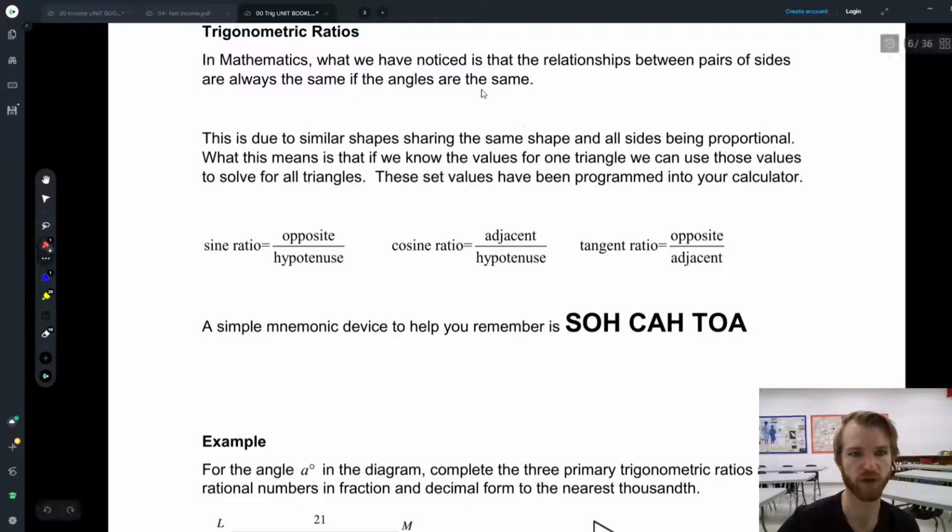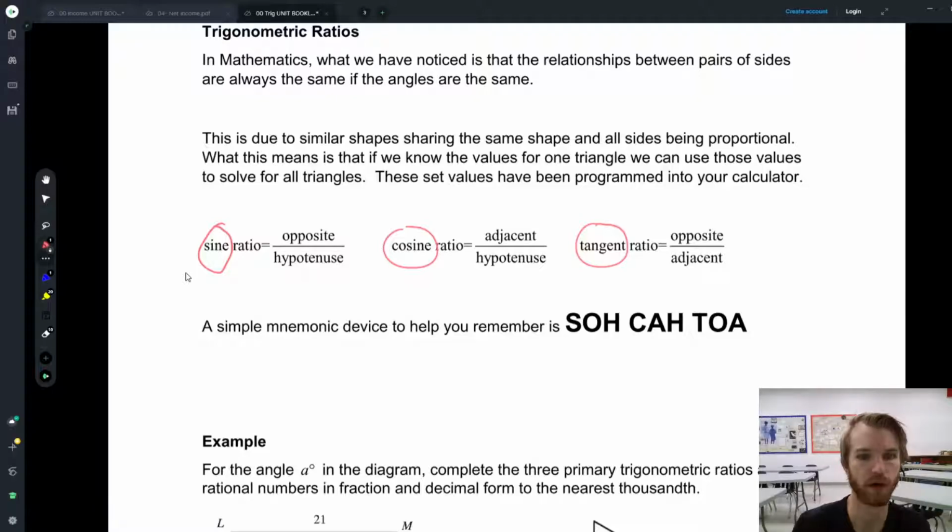The special names that we have for these are called the sine ratio. The sine ratio is the opposite and hypotenuse. The cosine ratio is the adjacent and hypotenuse. And the tangent ratio is opposite and adjacent.